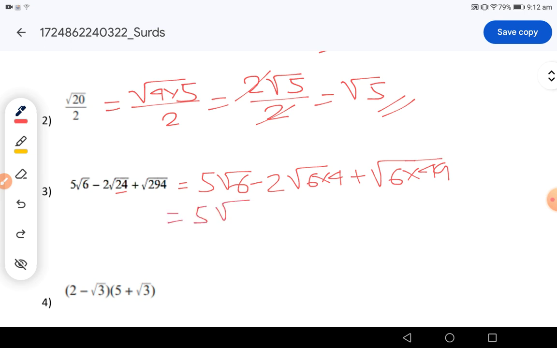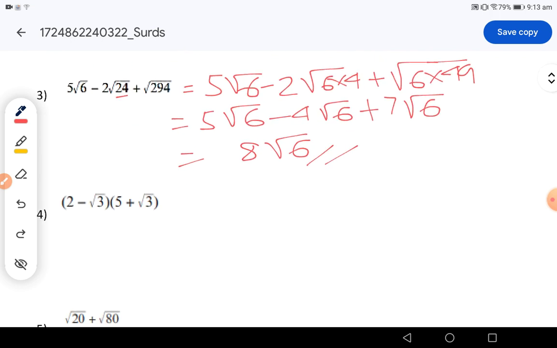So 5 root 6 minus root 4 2, so 2 times 2 4, 4 root 6 and plus 7 root 6. So root 6 is a common, so 5 minus 4 is 1, 1 plus 7 equal 8. So 8 root 6. Or 5 root 6 minus 4 root 6 is root 6, and root 6 plus 7 root 6 equal to 8 root 6.